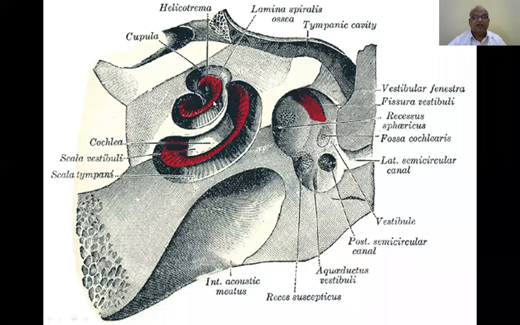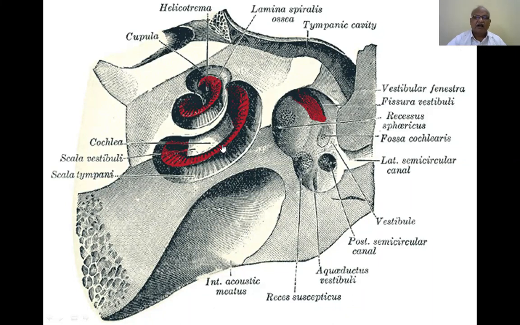So this part, the spiral lamina, divides the cochlear tube into the above part, scala vestibuli, and the below part, scala tympani. So this is the cupula, the most prominent part of the turns of the cochlea. The spiral lamina divides it into scala vestibuli above and scala tympani below. This division is completed by means of the basilar membrane.